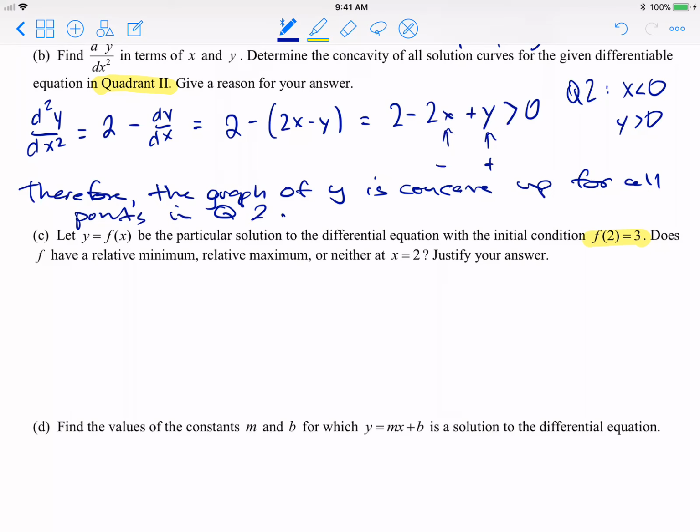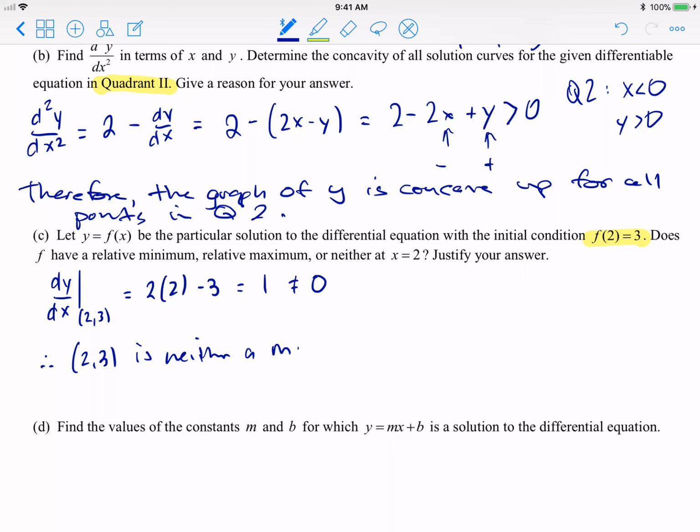Okay, well, I know that relative mins and maxes have to occur at critical points. So I'm going to check and see, is (2, 3) a critical point by plugging it into my first derivative and making sure that it's equal to 0. Okay, well, this is 2 times 2 minus 3, which if I do the arithmetic is equal to 1. Well, in order for (2, 3) to be a maximum or a minimum, I know that the first derivative has to equal 0. And this does not equal 0. So therefore, what can we conclude? We know that (2, 3) is neither a max nor a min.